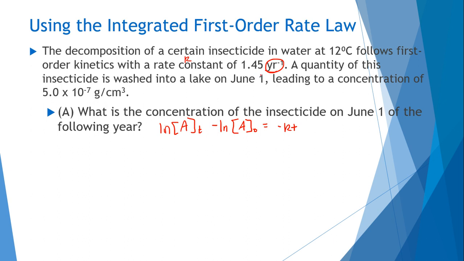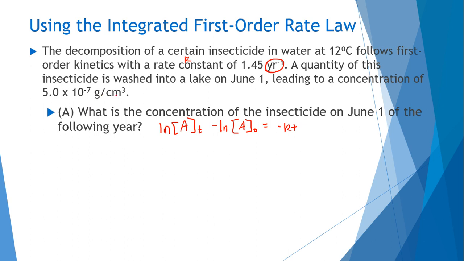And it says a quantity of this insecticide is washed into the lake on June 1st, and the concentration was 5.0 times 10 to the negative 7th grams per centimeter cubed. Oftentimes you see concentration as molarity, but remember molarity is moles per liter.